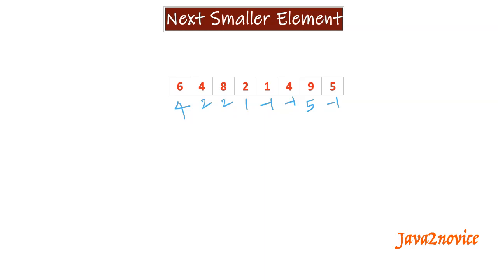Let's discuss the logic. The simplest approach is the brute force way. We can use two loops. The outer loop is to iterate over the array, and the inner loop will be used to identify the next smaller number. So the time complexity in this case is big O of n square in the worst case. But this is not an optimal way. Then what is the optimal solution? Can we get a solution with big O of n time complexity? Yes, we can, using a stack.